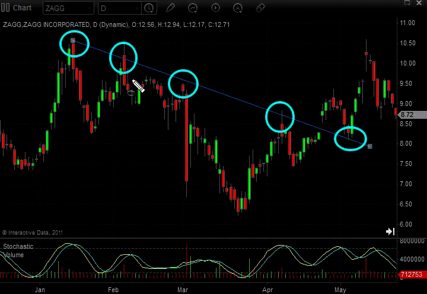So we have 1, 2, 3, 4 points, easily establishes a downtrend. And once it was broken, it did come back to test it before continuing up.